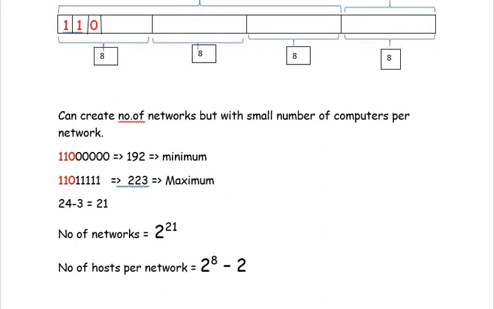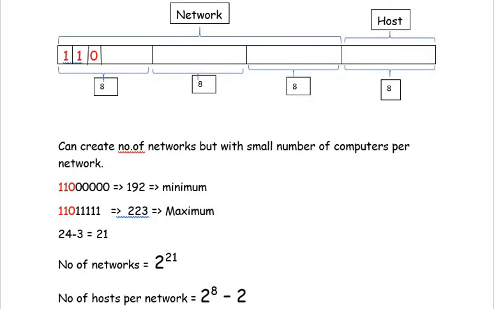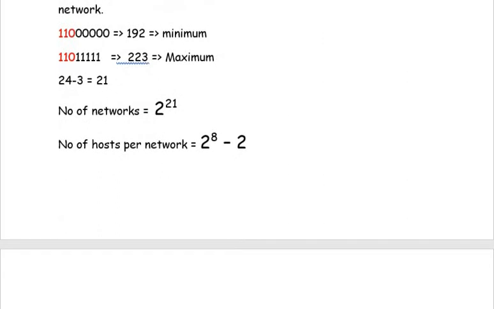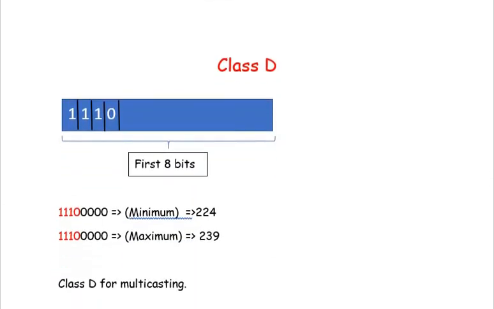So the number of networks is 2 to the power 21. Number of hosts per network: host part is 8 bits, so the number of hosts per network is 2 to the power 8 minus 2.